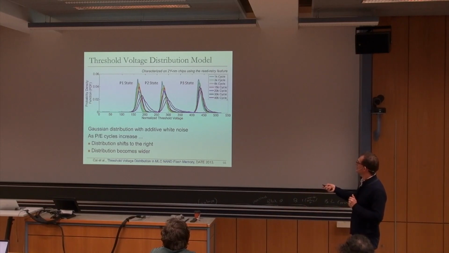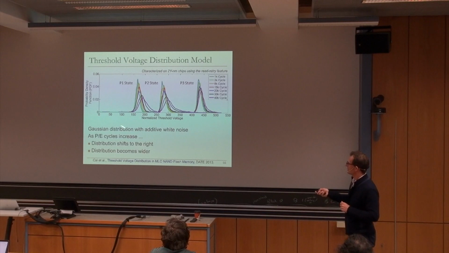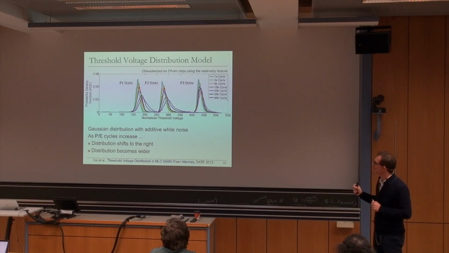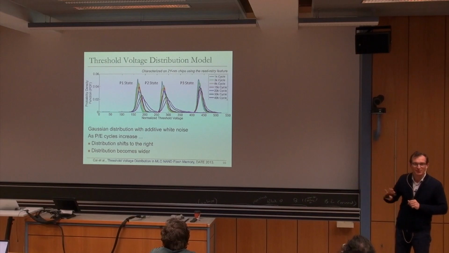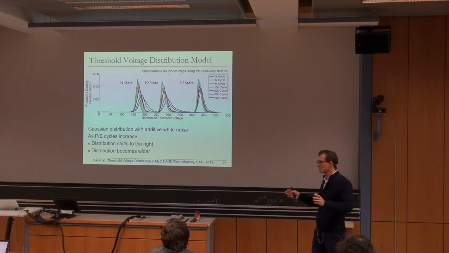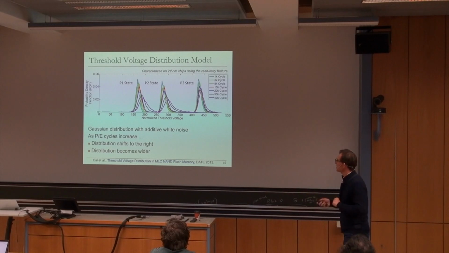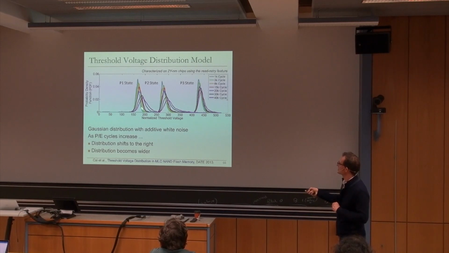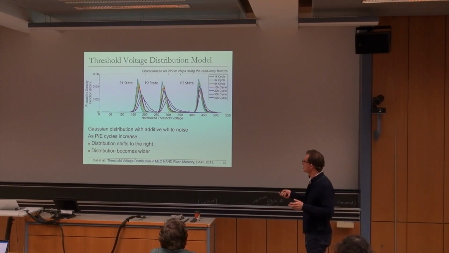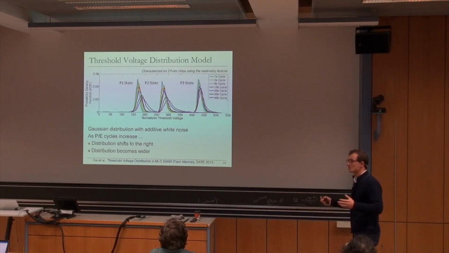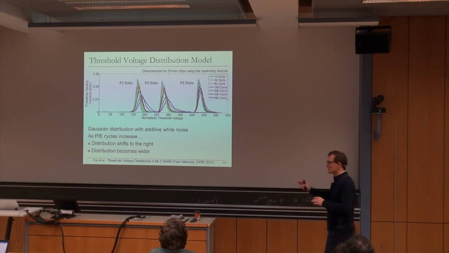But if you look over here, it looks like a nice distribution. We modeled it as a Gaussian distribution with additive white noise. Keep that in mind. We're going to change that later on. It looks Gaussian, and that was a good model, but actually over time things change and we'll see different models. So this is the threshold voltage distribution at 1K cycles, 3K cycles, 8K, 15K program/erase cycles. As you can see, as the number of program/erase cycles increases, the threshold voltage distribution's shape changes. It shifts to the right and it becomes wider. That's interesting, and for the reasons you can read the paper.